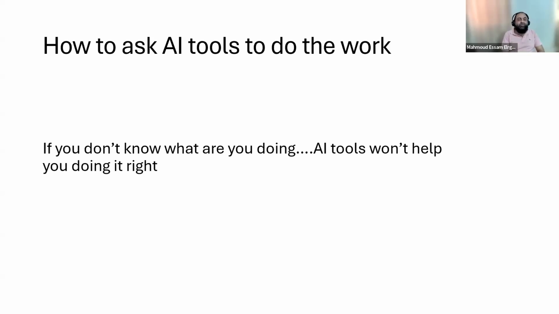If you are not familiar with using ChatGPT or any large language model, the key is that you know what you are asking. If you don't know what you are doing, AI tools won't help you do it right, because you don't know what you are expecting. And this is the difference between two people using ChatGPT. This is actually why many educators will tell their students, yes, you have used ChatGPT, or you have used it wrong. Why? Because when you don't know what you are doing, you will not know whether the results you are given are actually right or not.